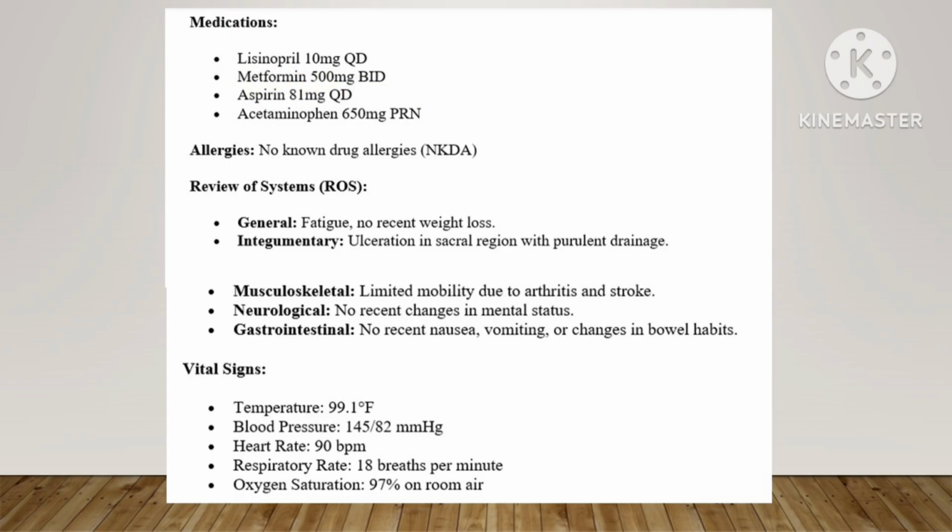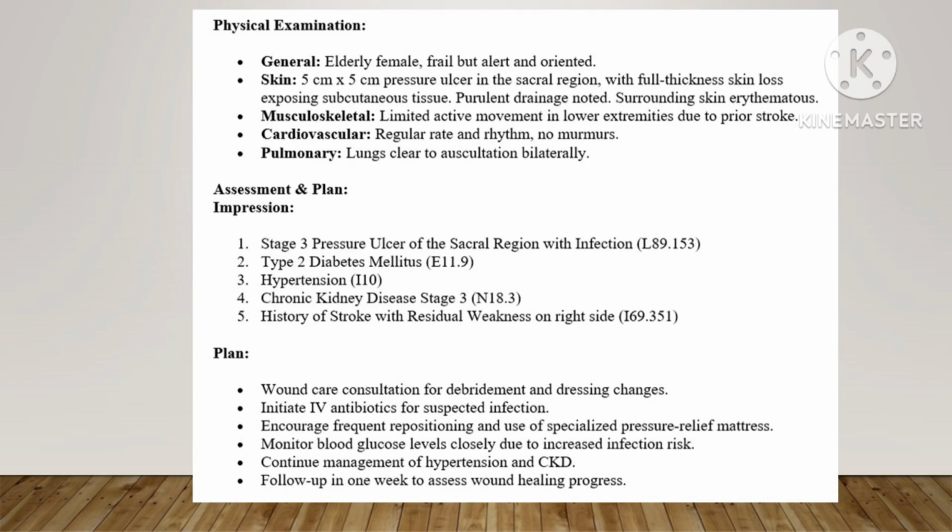Review of system shows the patient has fatigue and no weight loss under the general section. Ulceration in the sacral region with purulent drainage under integumentary. The musculoskeletal section has limited mobility due to arthritis and stroke, and other sections have no changes. The vital section provides readings for vital signs. And lastly, the physical examination section provides more information about the sacral wound and stroke. Now we have the complete picture about this patient, and we got all the diagnoses.